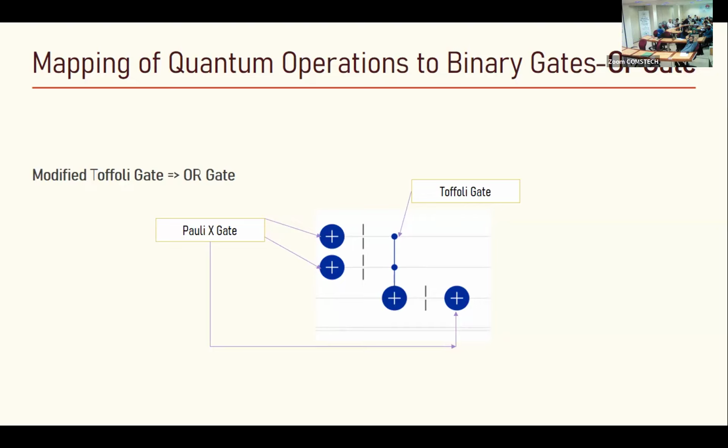Okay. OR gate is a binary function. It takes two values as input and gives one value as output. Yes? So these are the two places where you're going to give the input, and this is the place where you're going to check the output.